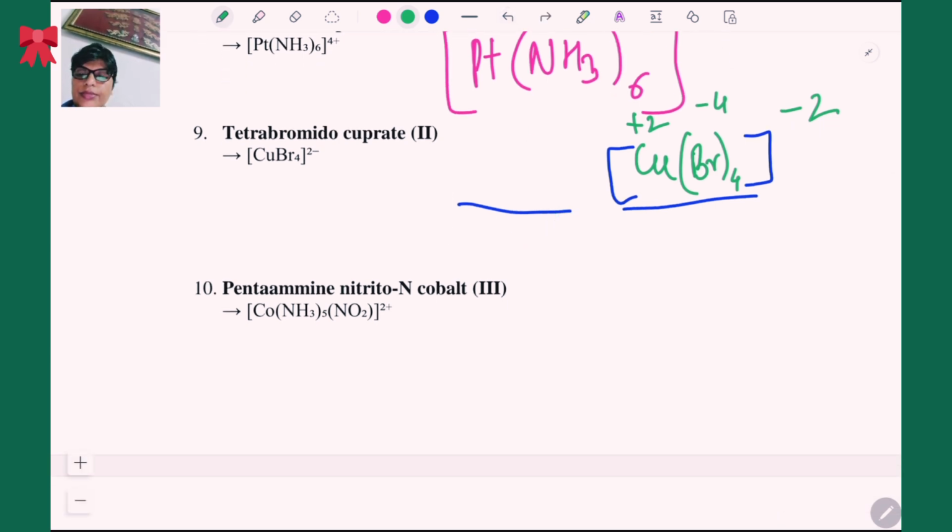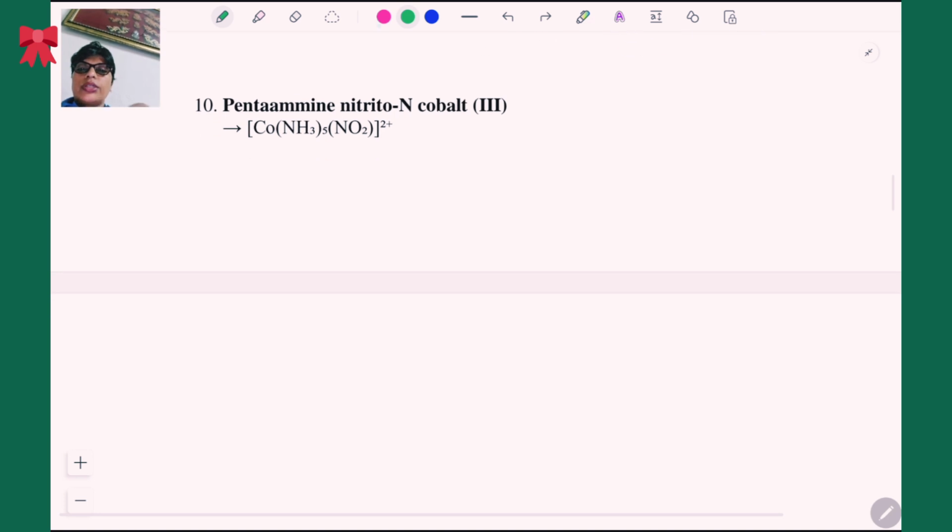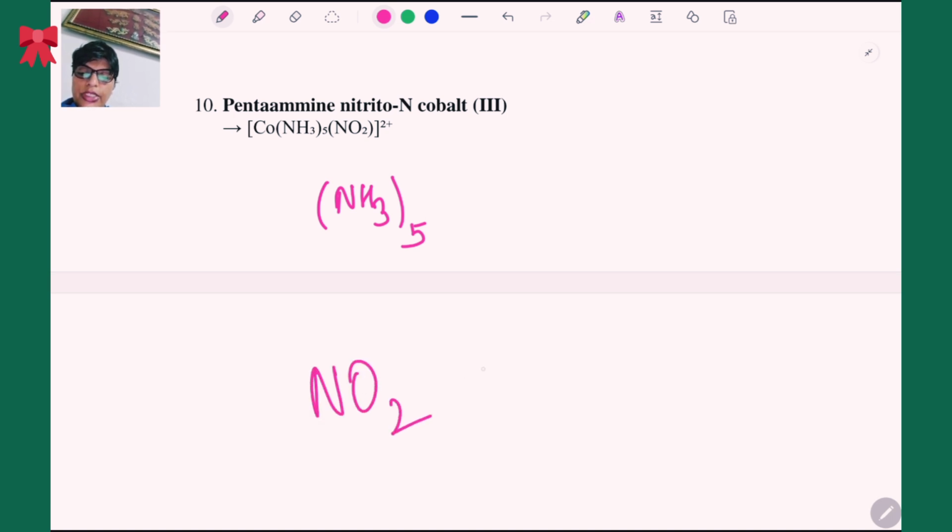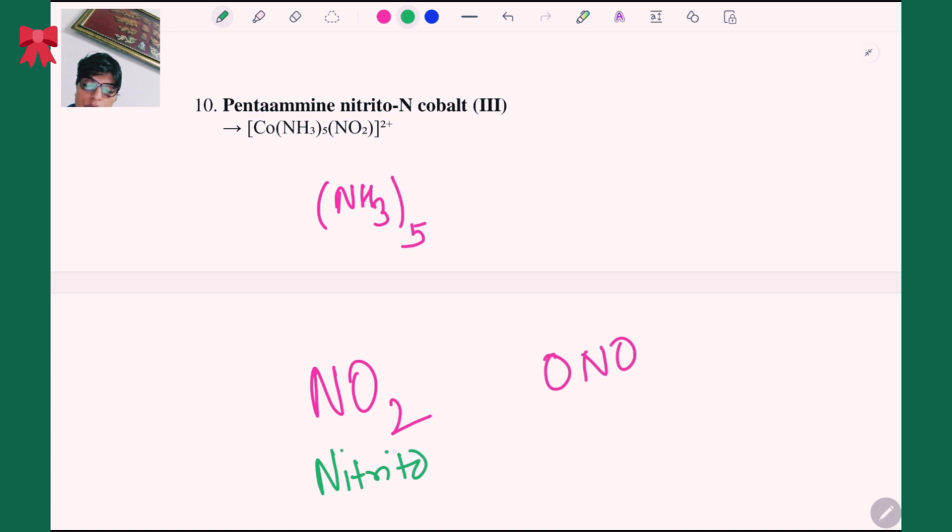Okay. Next is another one which is quite simple again. You can see cobalt is written as cobalt, which means it is either a part of a neutral square bracket or a positive square bracket. So let's do it. So we will write down the pentamine, that is NH3 5 times. Nitrito N. So how are you going to write nitrito? You can write it in two ways. You can write it as NO2 or you can write it as ONO. Now what is the difference when you write it as NO2 or ONO? So NO2 means it is connected through nitrogen and ONO means it's connected through oxygen.